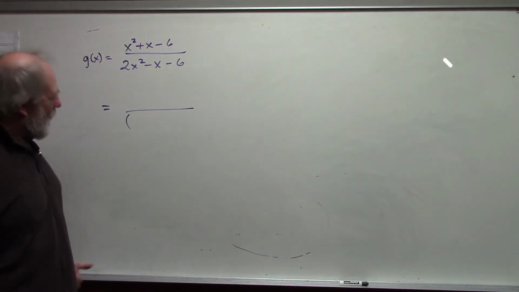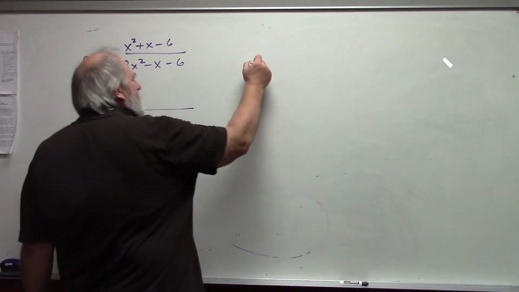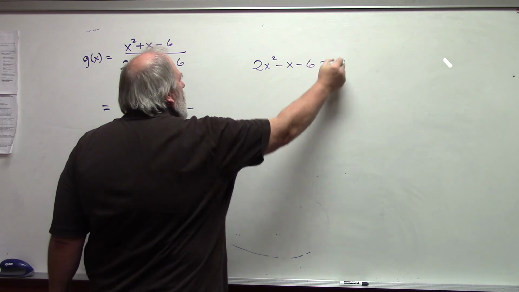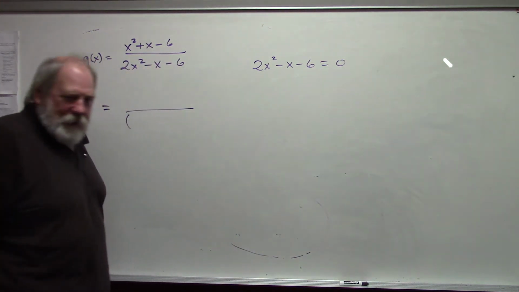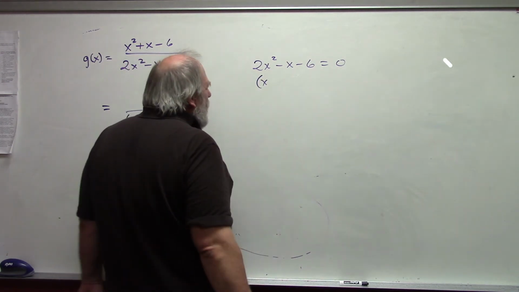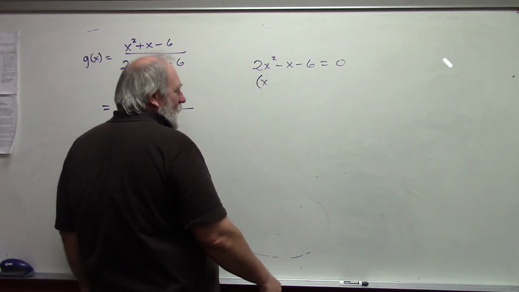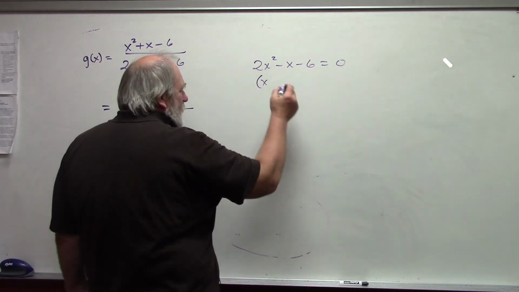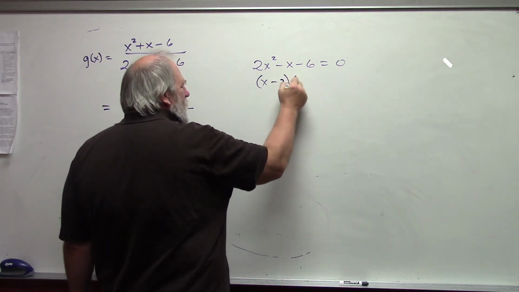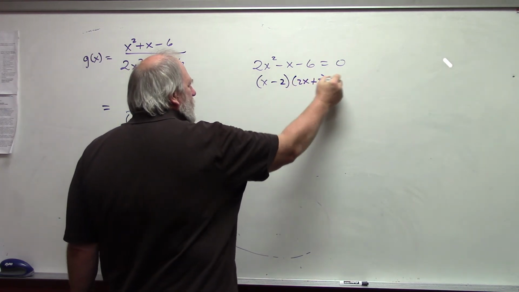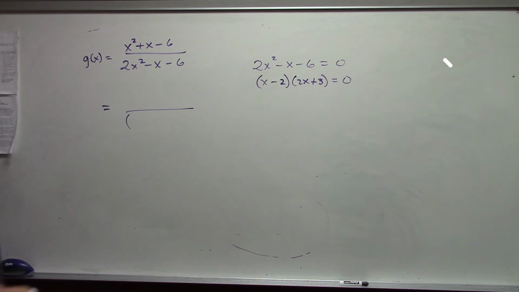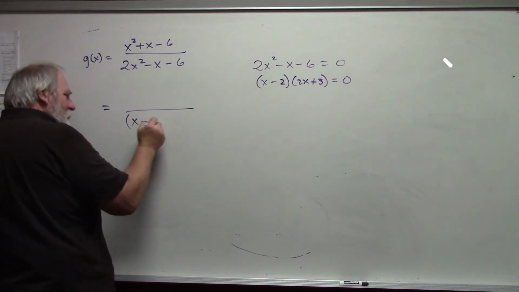In this case, it factors nicely. If you don't want to factor it, you can solve using the quadratic formula. But as I say, in this case, hopefully you recognize that this factors nicely as x minus 2 times 2x plus 3. So I'm going to go over here and actually factor it.